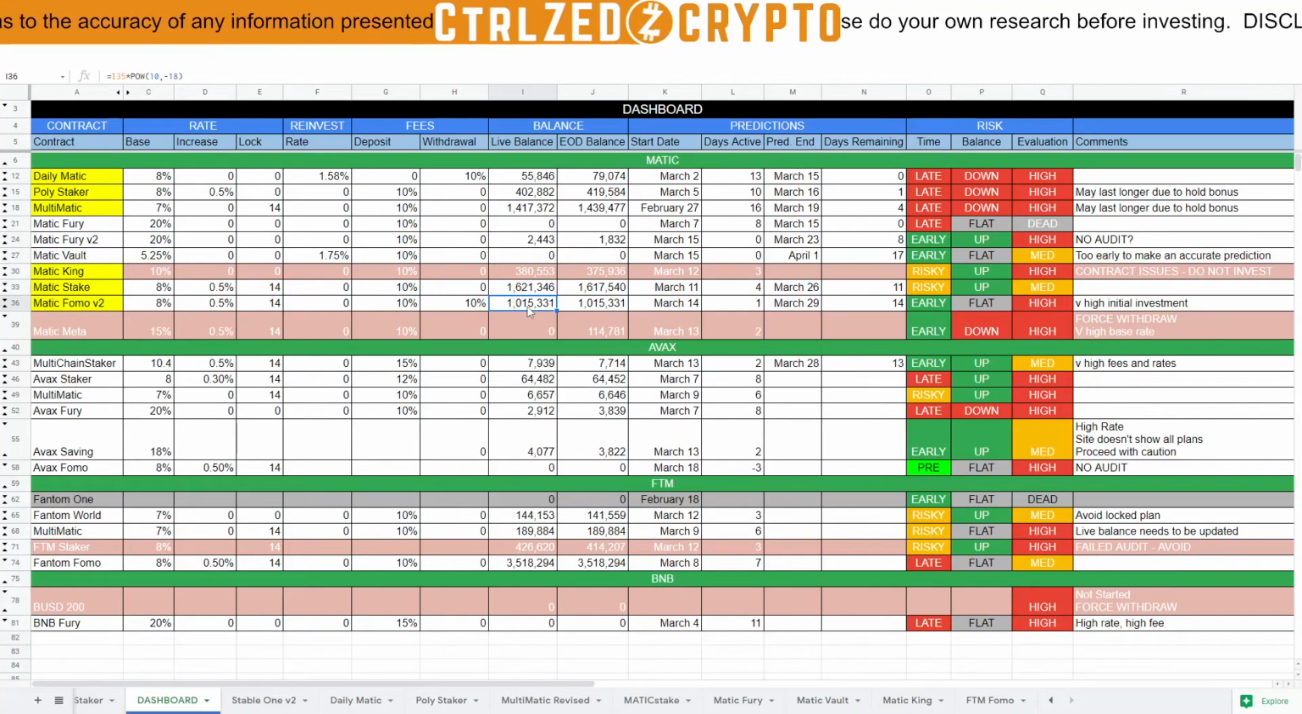It's a real sign that either it's going to collapse on the 14th, or in 14 days time on the 29th, or if a lot of people are going into the daily plan, then it's not even going to last as long as the 14th. So I'm going to say that's a high, even though we're pretty early on Matic Fomo.